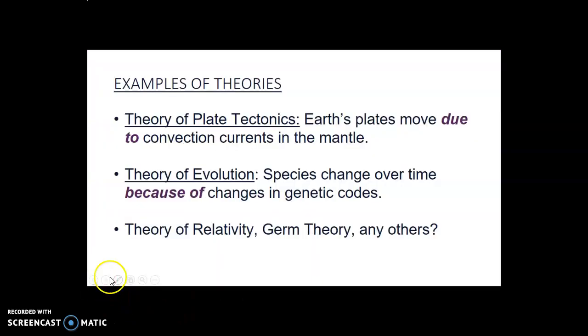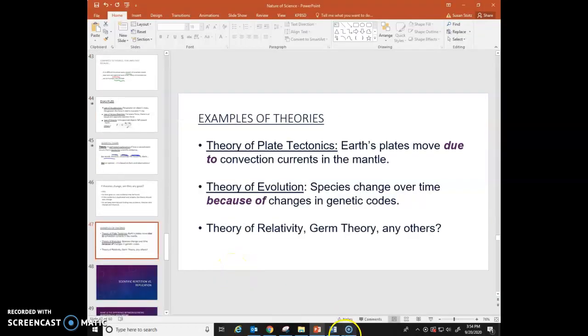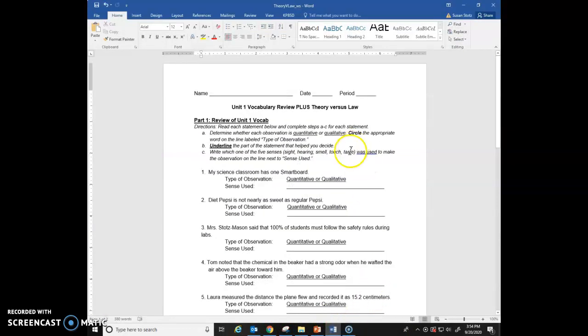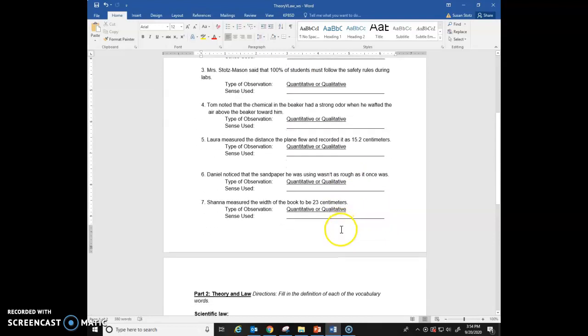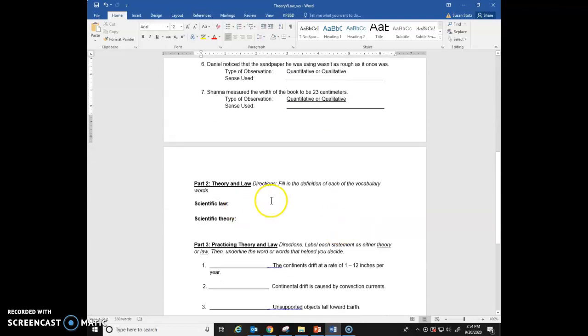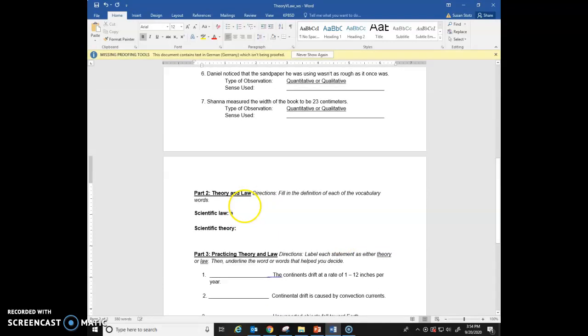Okay. Oh, that is it for this video. And hopefully you can still see my screen. I was going to show you your assignment, which will look something like this. Okay. And it's a review of quant and qual observations. And you should be able to type directly into this. Okay. So please go ahead and do that.